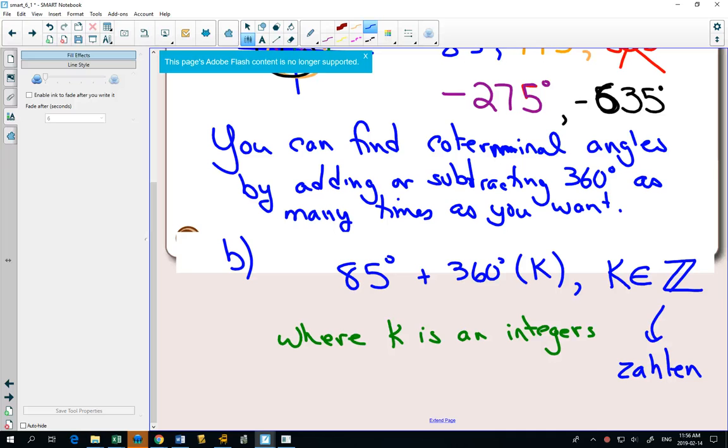You mostly use this one, right? The real numbers. You've seen like for domain, x belongs to the real numbers. That's the one you're more familiar with. That's all numbers. The integers are just positive and negative whole numbers. So we write that all the coterminal angles are 85 degrees plus 360 degrees times k, where k is any integer. And that is way better than deciding to list them all. Saves a lot of time.